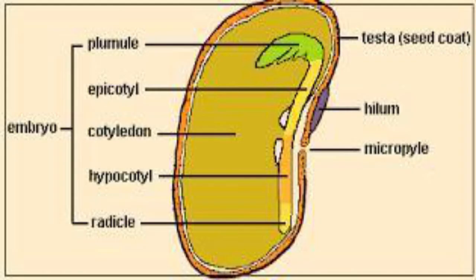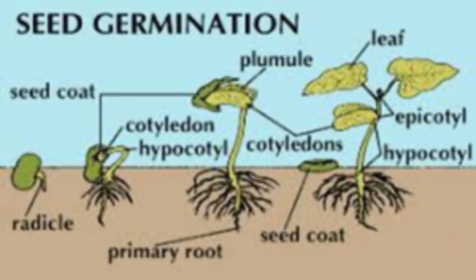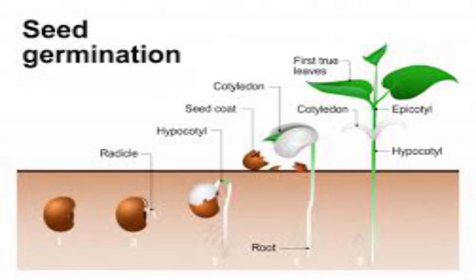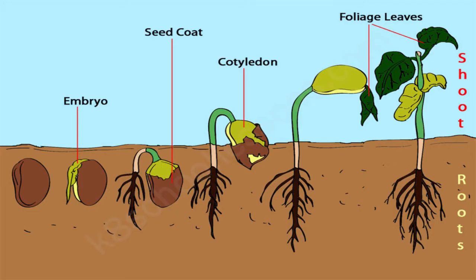Each seed has a baby plant inside it. When the seed gets water, air, and warmth, the baby plant starts growing. At first, it eats the food stored in the seed. When it grows bigger, it grows its own leaves. These leaves now make food for the whole plant.